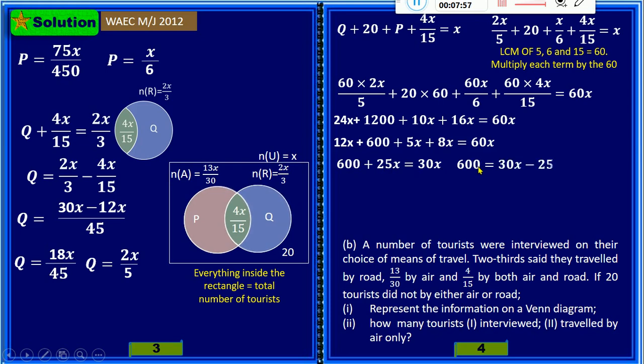On further simplification, I have 600 is equal to 30x minus 25x, taking 25x to the other side. Simplifying further, we have 600 is equal to 5x. So 5x is equal to 600, rearranging that equation. Therefore, x is equal to 120. So the total number of stories is exactly 120.